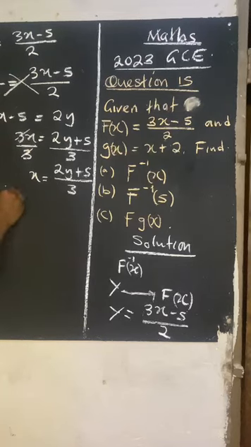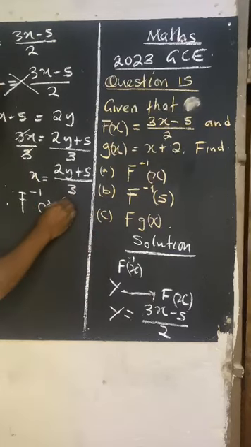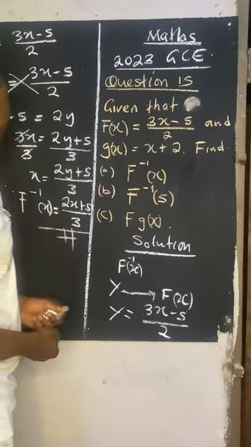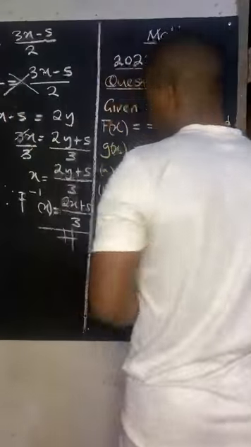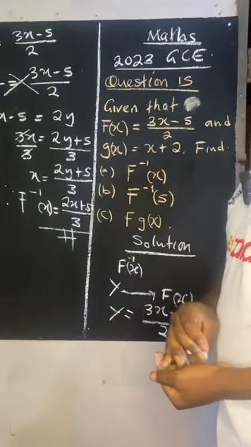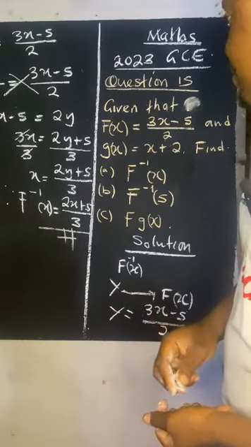You say therefore our f inverse of x is equal to, now here where there is y, you replace with x. You say 2x plus 5 over 3. So this is what you call the inverse function. This is the inverse function for question A there. The other one there is B.